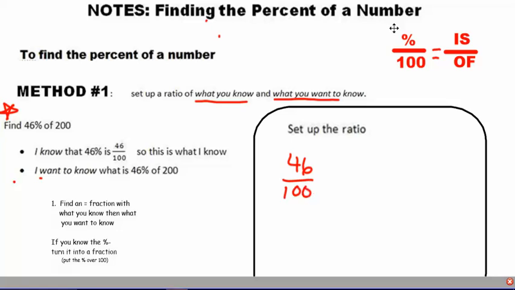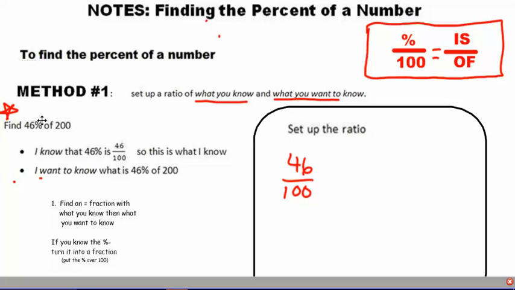So the first thing you're going to do, oh, forgot this. Up at the top, you have a square. I want you to write this up at the top. This is what your ratio is. Your ratio is going to be your percent over 100 equals is over of, okay? And that's going to make a little bit more sense in just a second, okay? So pause the video and put that in there.